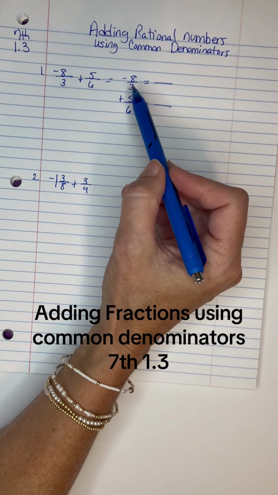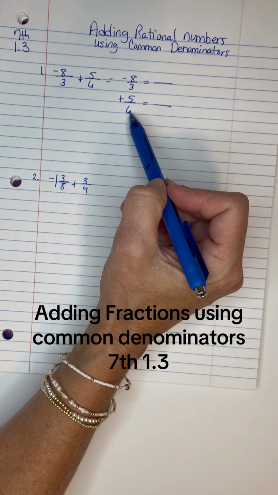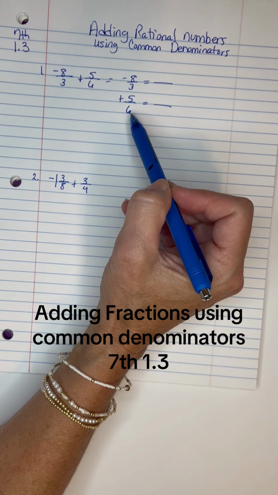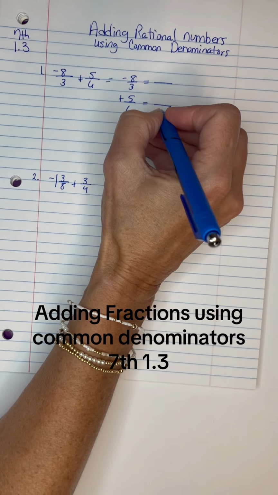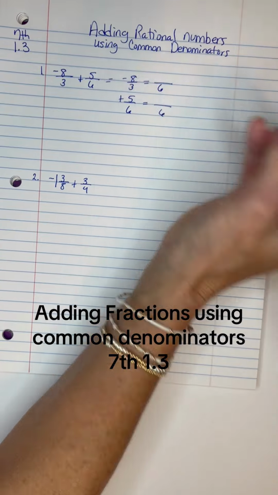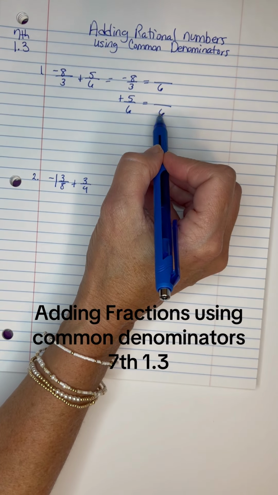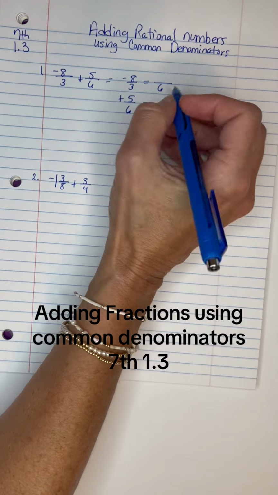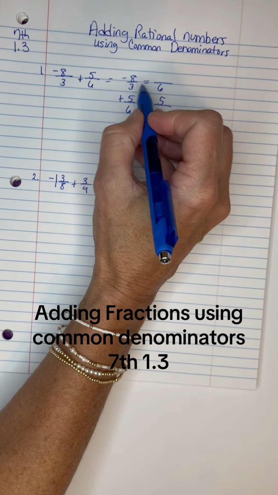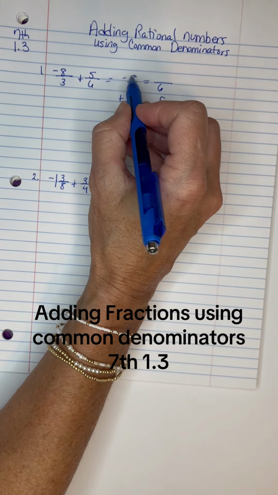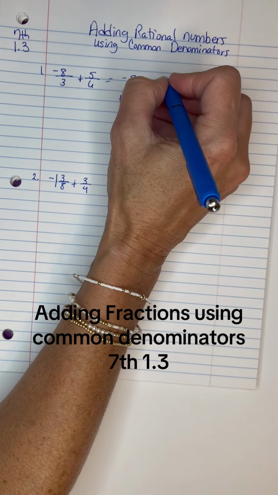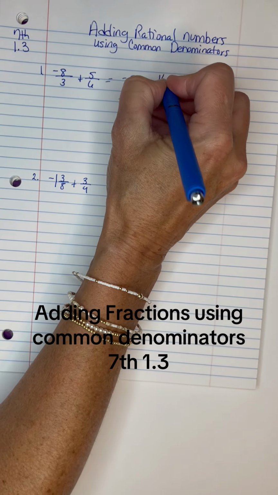So the first thing I check is to see if the smaller number goes into the larger number. And does 3 go into 6? It does, 2 times. So I am going to use 6 as my common denominator. Now to get the new numerator here, 6 goes into 6 one time, and 1 times 5 is 5. And 3 goes into 6 2 times, and 2 times 8 is 16.